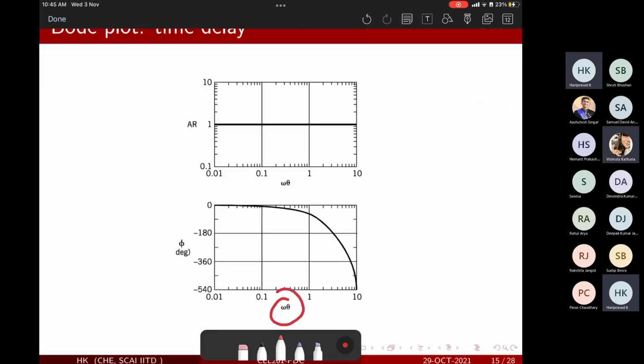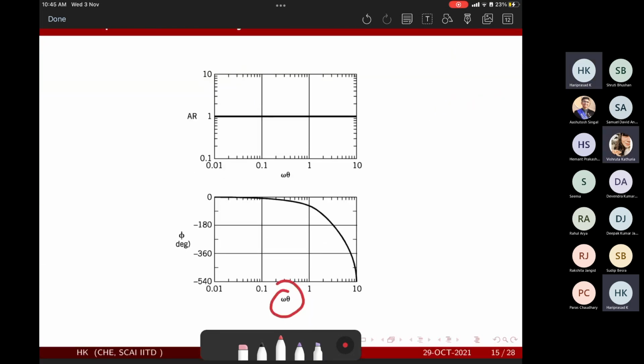No, sir, it's clear. Okay, so you would see minus omega theta, but this is being plotted in a log framework. Initially when the omega changes, there would be little change in the phase angle, but when there is a significant change, you would see a jump. So omega theta equal to 1 would be your corner frequency somewhere here.